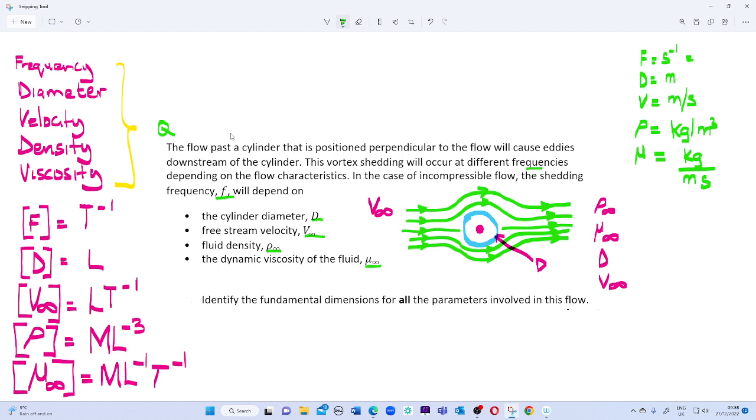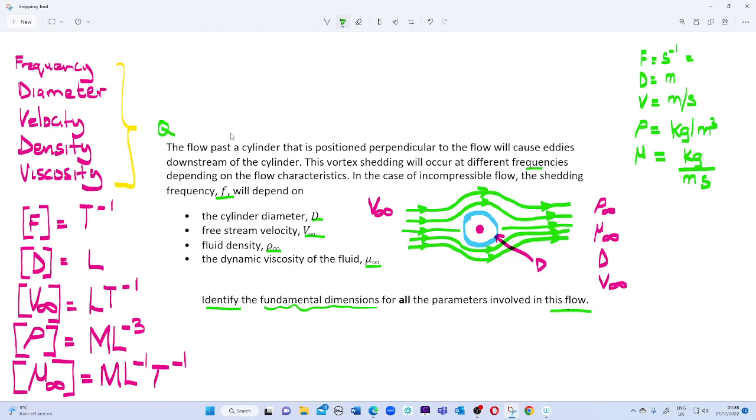Now, we are asked to identify the fundamental dimensions of all the parameters involved in the flow. Once again, identify the fundamental dimension for all the parameters involved in the flow.